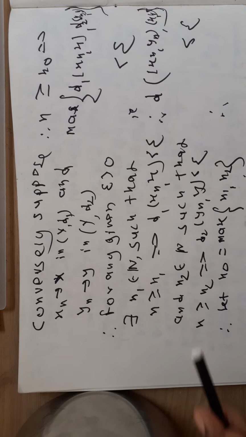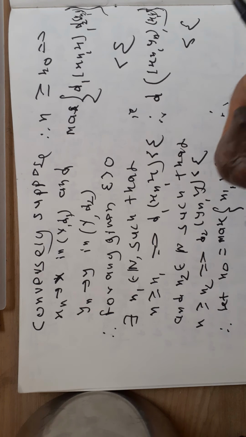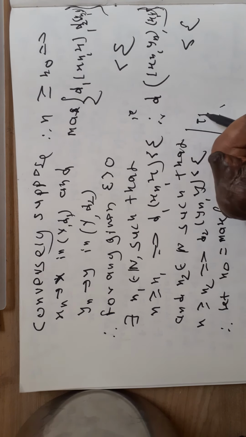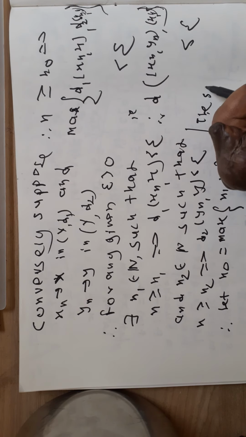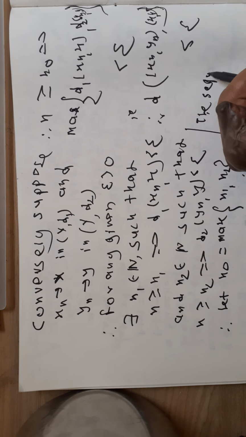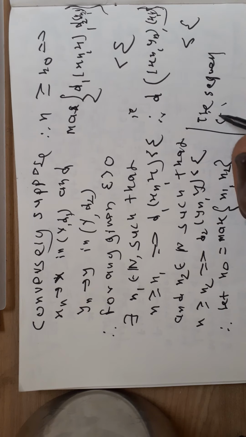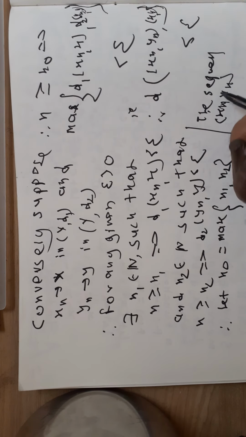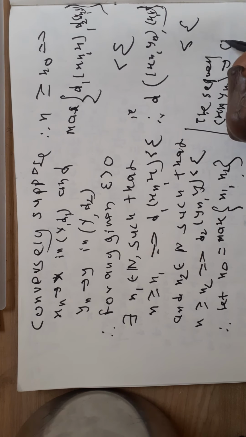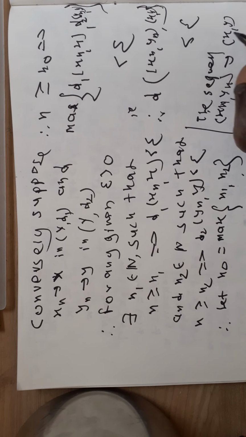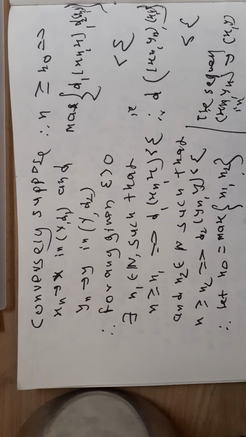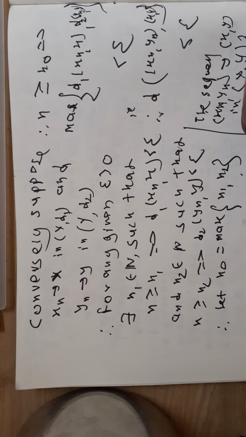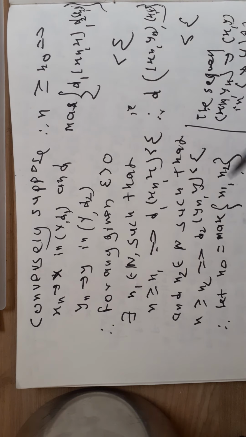Therefore the distance between the point (xn, yn) and (x, y) is less than epsilon. Therefore the sequence (xn, yn) approaches (x, y) in X cross Y.